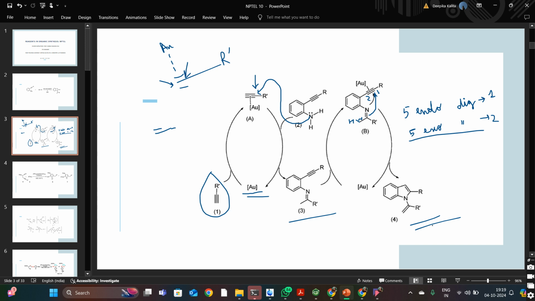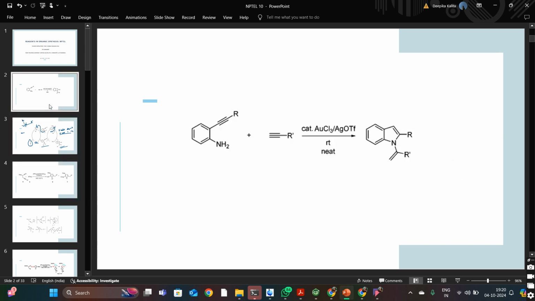Okay, so this is how you are going to get this cyclization reaction, where you are seeing that in the first step activation of the terminal alkyne is taking place, followed by the attack of aniline, and intramolecular cyclization, which is 5-endo-dig cyclization, that happens to give you this 5-membered, basically substituted indole. Okay, so this is the mechanism that this reaction is going to follow.